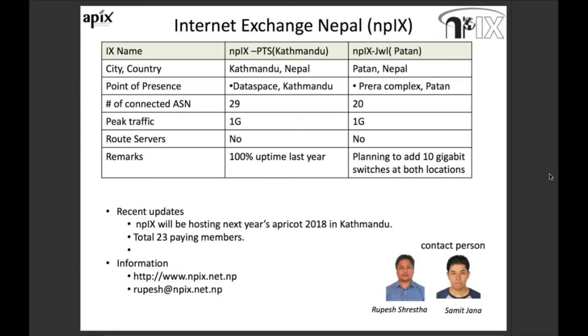Aggregate traffic is around 1 gig. We haven't deployed our route servers yet. The good thing is we had 100% uptime last year, and we are planning to upgrade our switches to 10 gig switches. Altogether, we have 23 paying members, apart from a few other important members, like government organizations, which we have not charged.